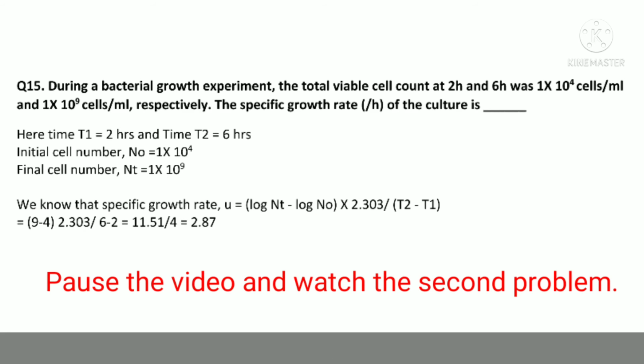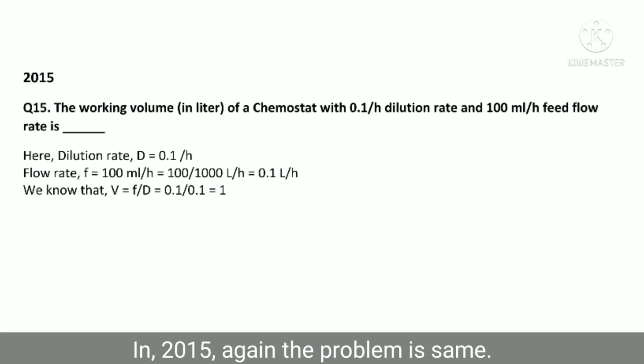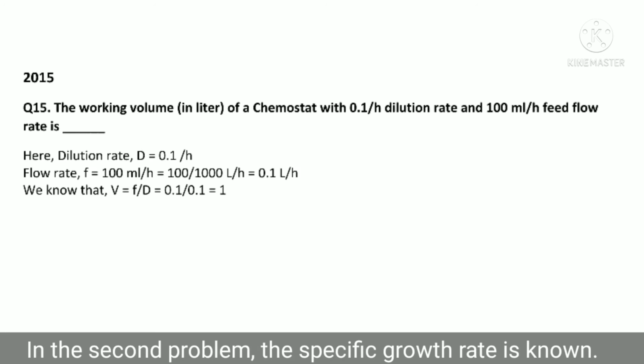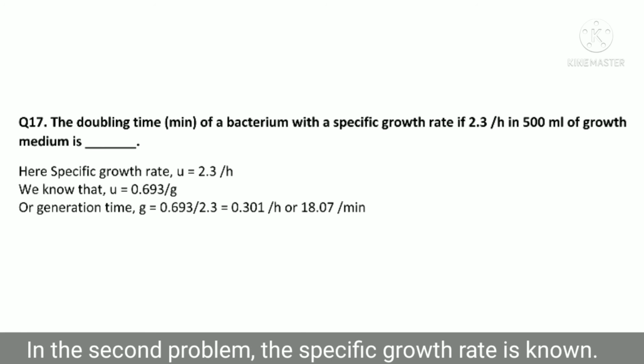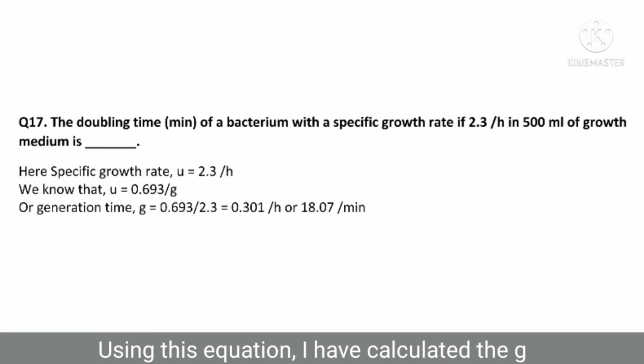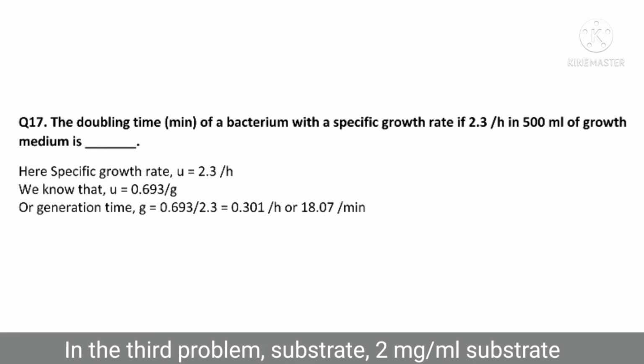In 2015, again the problem is the same. The flow rate and dilution are given and you have to calculate the volume. In the second problem, specific growth rate is given and you have to calculate the generation number. So use this equation and I have calculated the generation number.